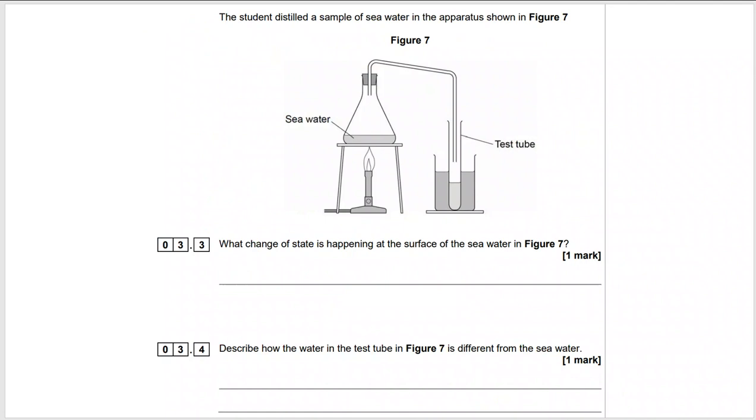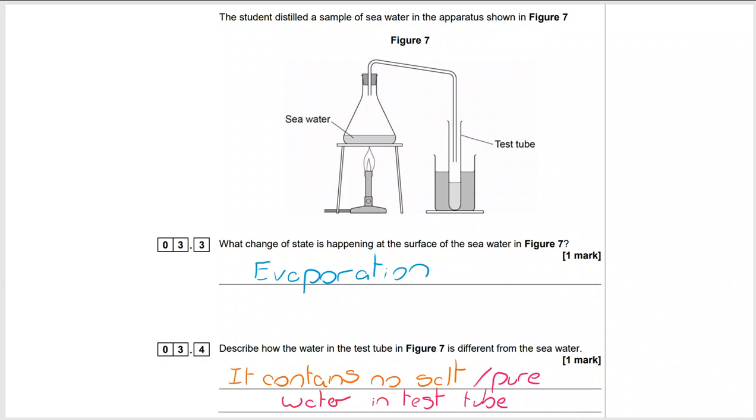Then we move on to 3.3. The student distilled a sample of seawater in the apparatus shown. What change of state is happening at the surface of the seawater in figure 7? And what we're seeing here is we're heating water. We know that water is going to rise up as a gas, so the process is evaporation. And what's the difference going to be between the water in the seawater and the water in the test tube? But it's only the water that evaporates, so it won't contain any salt, and you could also describe it as being pure water in the test tube.